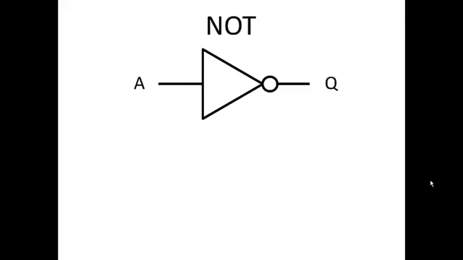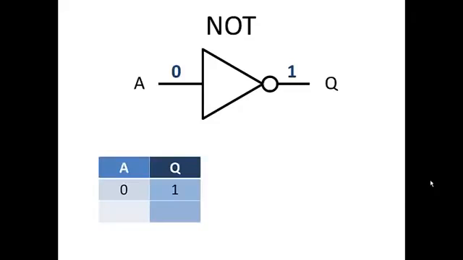So let's start with a NOT gate. The NOT gate is represented like this graphically, a triangle with a dot on the end. We're going to use A for the input and Q for the output. So when we put in a 0, what a NOT gate does is outputs a 1. And when we put in a 1, a NOT gate outputs a 0.